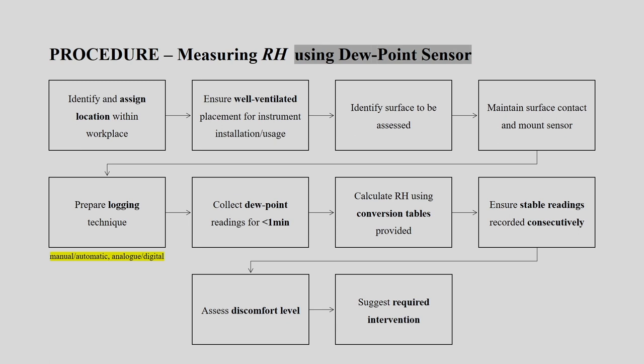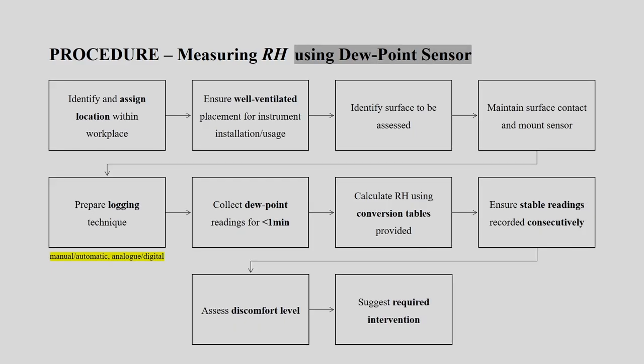It is not that you always assess everywhere, so you need to identify that particular surface, maintain the surface contact and mount the sensor. This is very important, as we did with the surface temperature, right? We established that contact. If we fail to establish that contact, we will not get the correct reading.